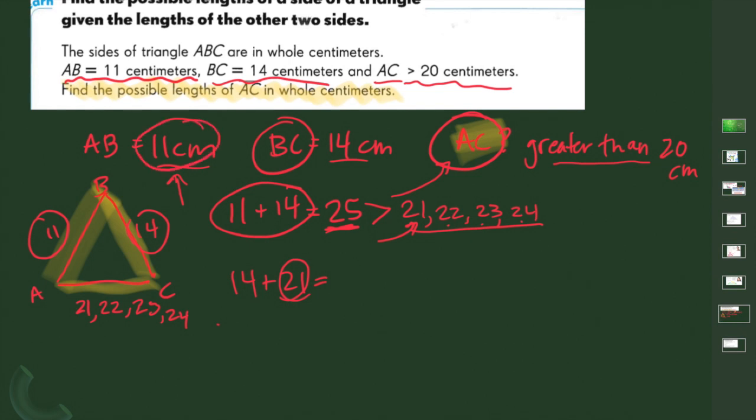So that would work. And what if we checked now AC plus AB? Our guess would be 21 plus 11. Is that going to be greater than 14? Yes, again, because we have a side length in the 20s, which is already greater than that third side length. So those would be the four options that would work: a side length of 21, 22, 23, or 24 centimeters.